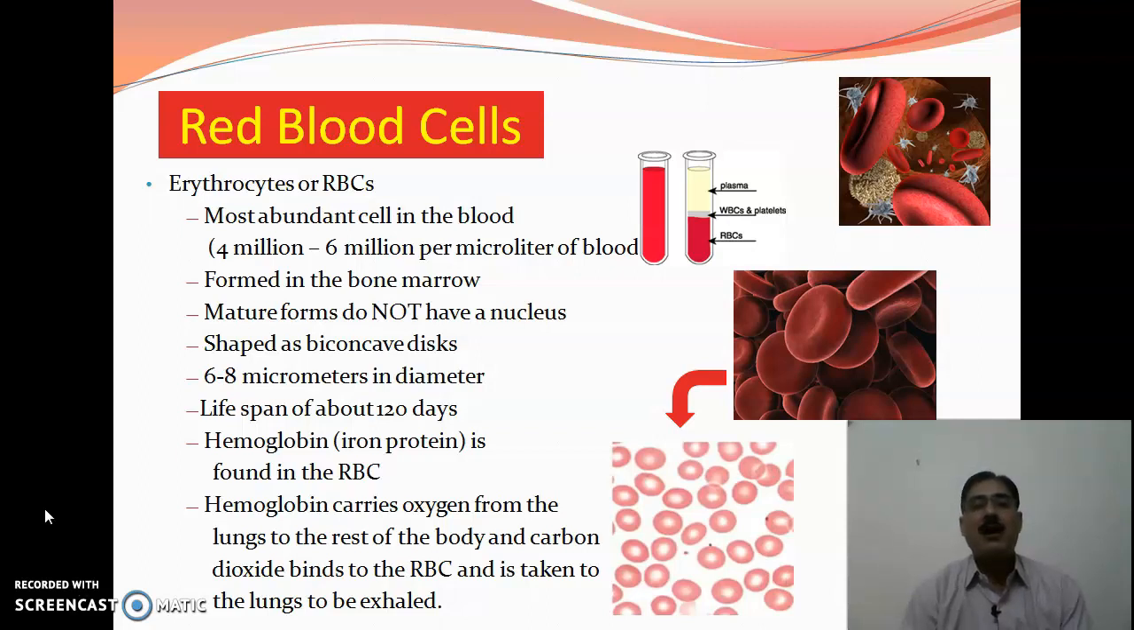Hemoglobin, that is the iron protein, is found in the RBC, and this hemoglobin, which is a type of chromoprotein or a conjugated protein, is responsible for carrying oxygen from the lungs to the rest of the body, and then carrying carbon dioxide from the tissues to the lungs to be exhaled.